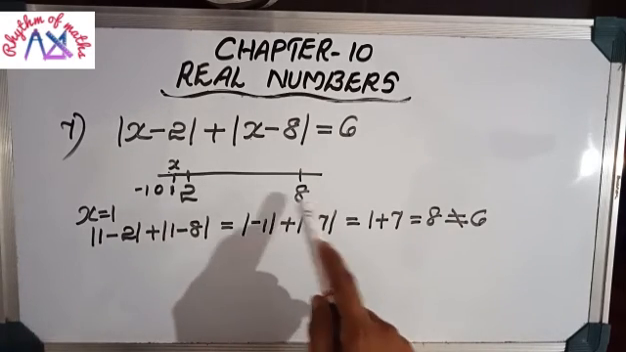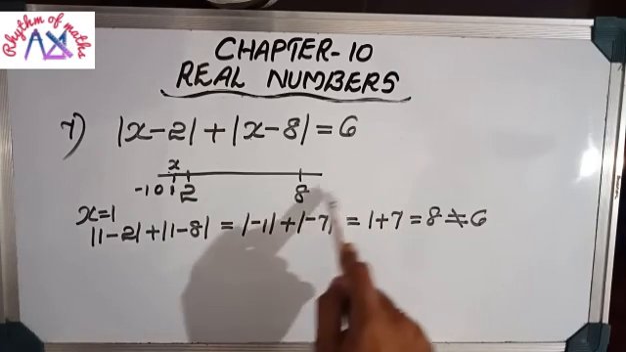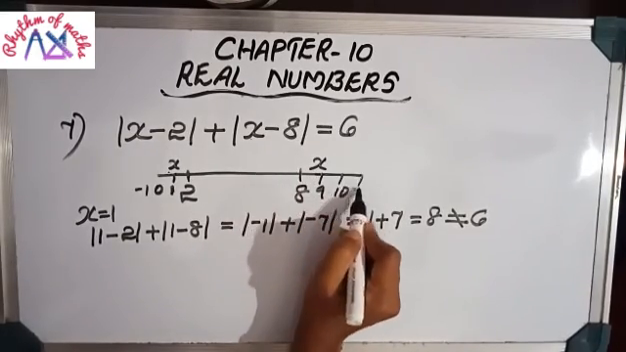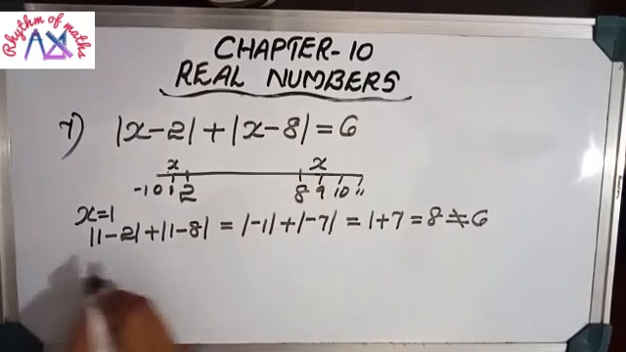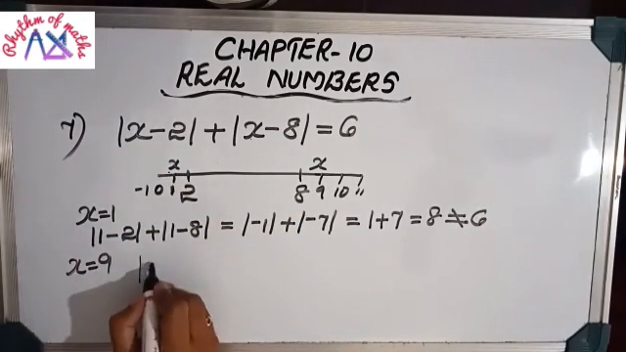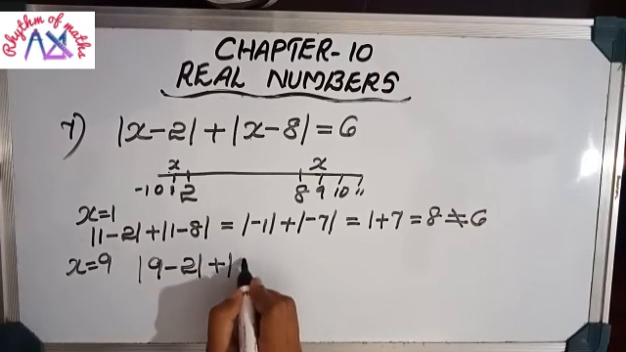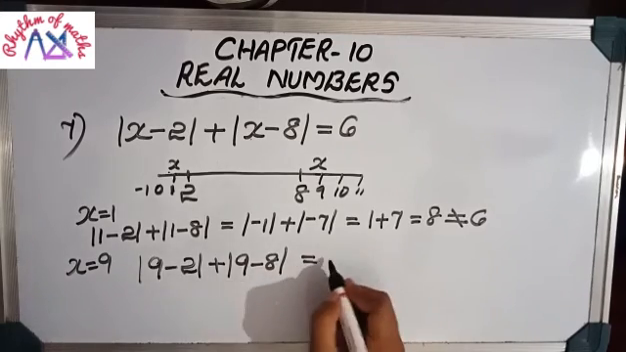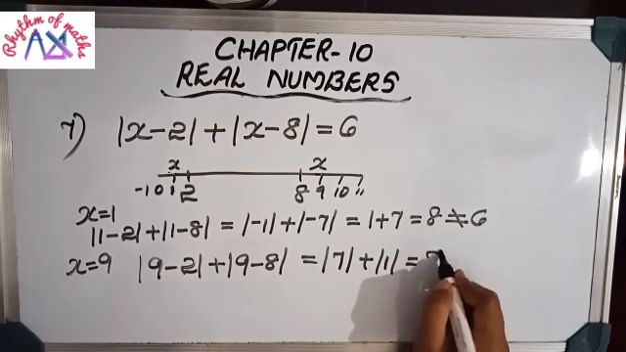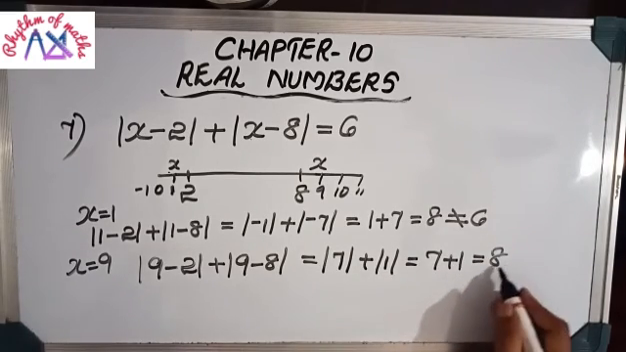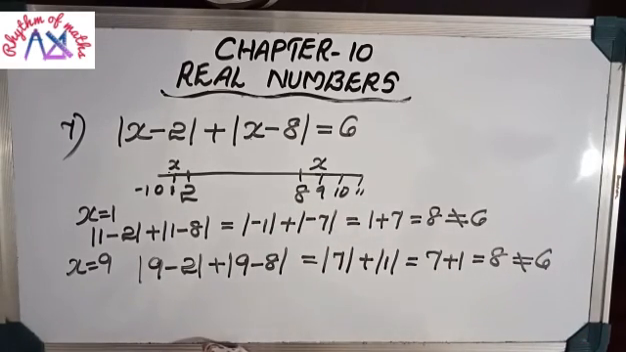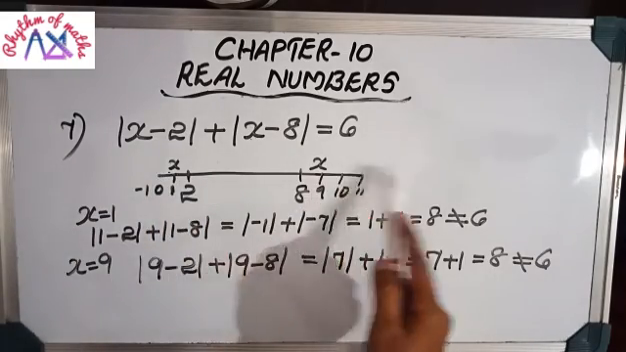Now let's consider that x is towards the right of 8. Here the numbers are 9, 10, 11, any number. Let's choose the minimum number, 9. Suppose x is 9. Then modulus of 9 minus 2 is modulus 7, plus modulus of 9 minus 8 is modulus 1. Again 7 plus 1 gives 8, which is not equal to 6. That means towards the right of 8 is also not possible. So x cannot be a number towards the right of 8 or the left of 2.